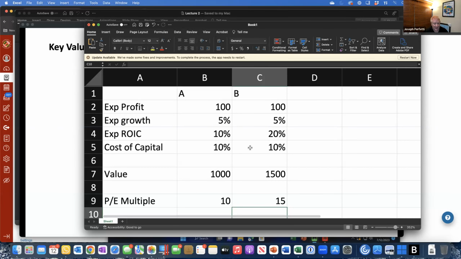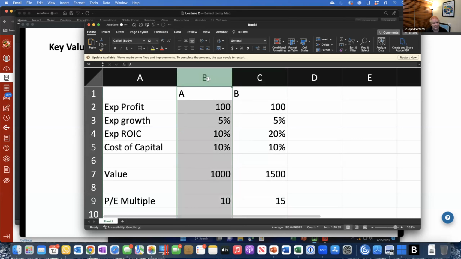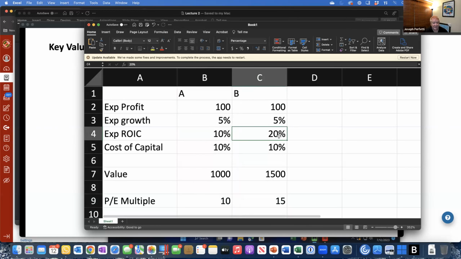But that's the point. Key value drivers. Why am I paying more for company B than company A? Because their ROIC is higher. That's the only difference, right? They have a higher ROIC than A, and so therefore they generate more cash than A and more value than A and have a higher multiple than A. What are the key value drivers? Growth, return, risk. Growth, spread. Right here. That's the key. Key, any value of any company.